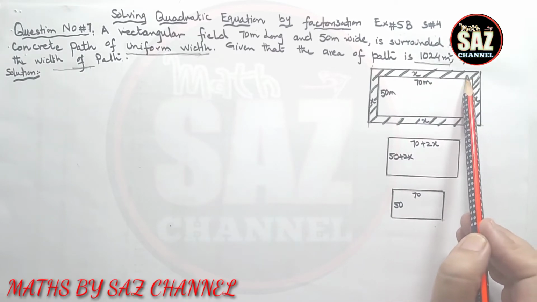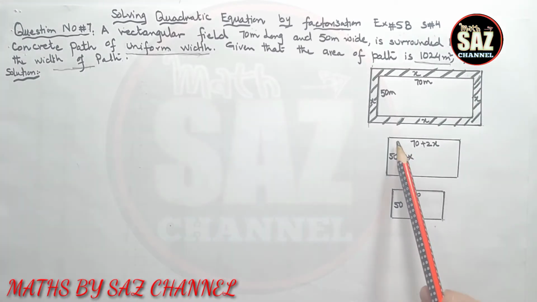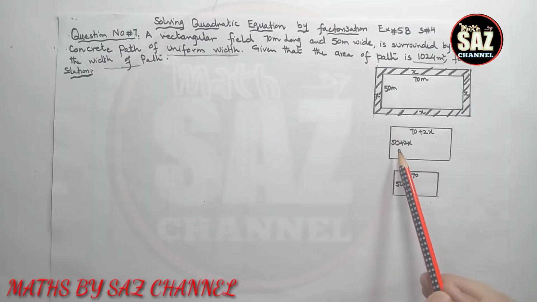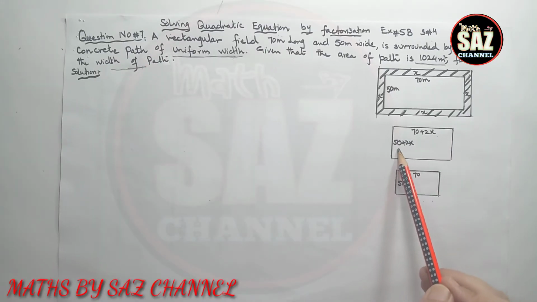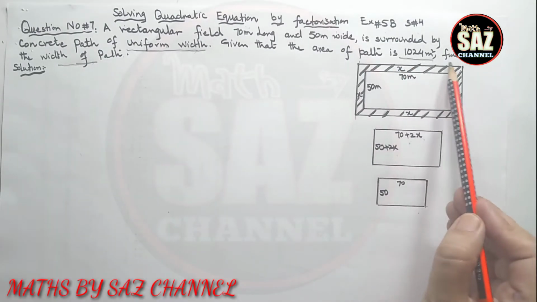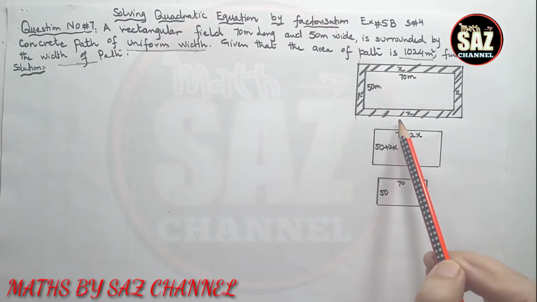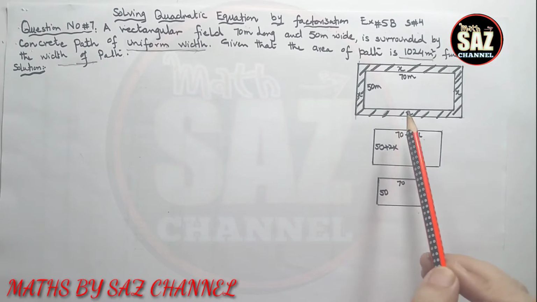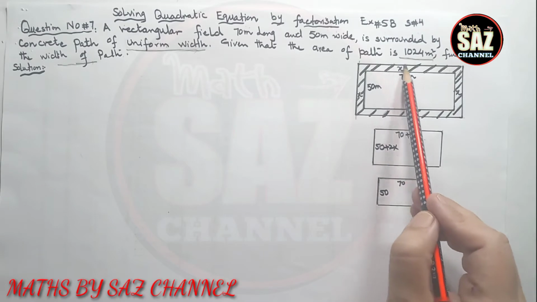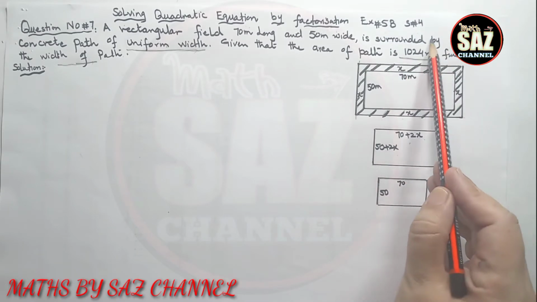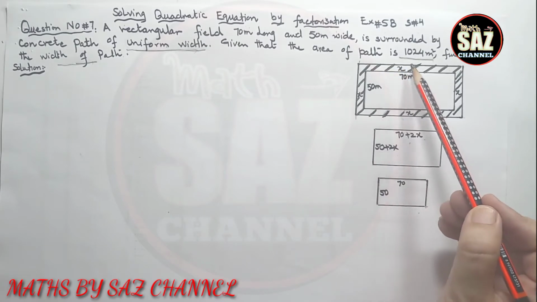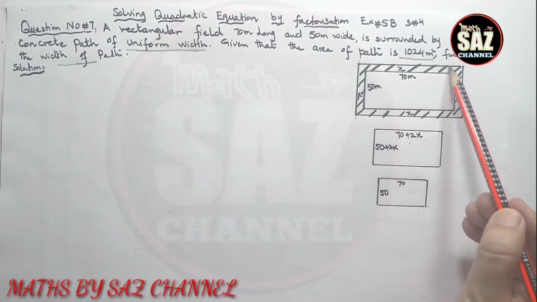So the expression for the length of the outer rectangle will be 70 plus 2x. The expression for the width of the outer rectangle will be 50 plus 2x. It is important to understand how we are getting the length and breadth of the outer rectangle. The second important information is that we are given the area of the path, that is 1024 square meters. This is the area of this shaded region.